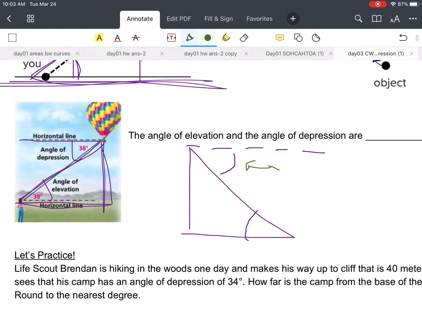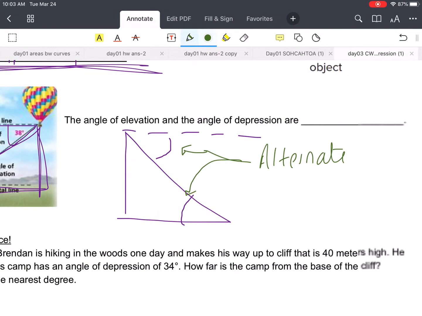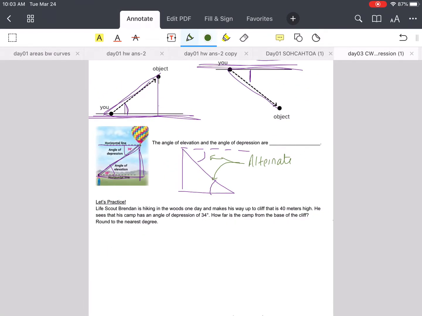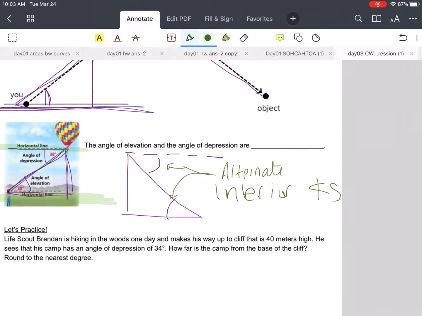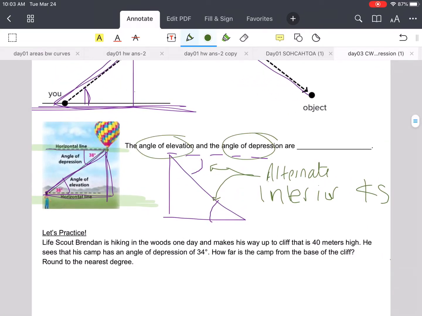If you are thinking in your brain that these two angles are the same because of alternate interior angles, you are awesome. Alternate interior angles. Okay? Those are the alternate interior angles, and they are equal. In order for alternate interior angles to be equal, you need parallel lines. Do you see parallel lines? There are parallel lines. It's here and here. Horizontal lines are always parallel to each other. So now we can come to the conclusion that angle of elevation and angle of depression are the same.